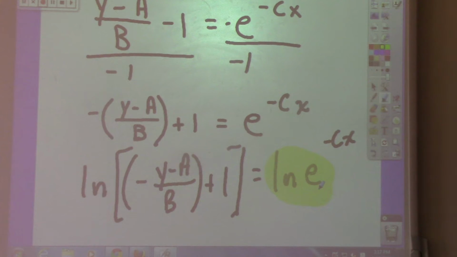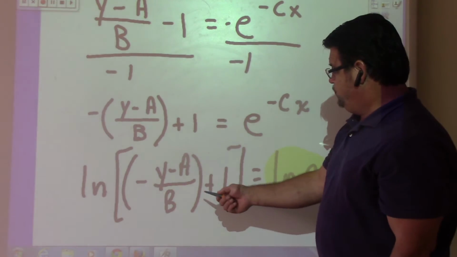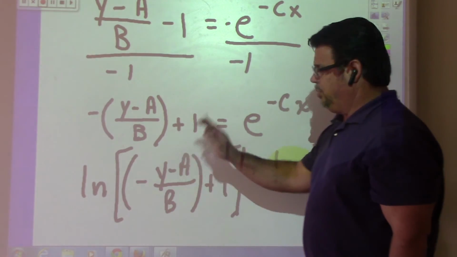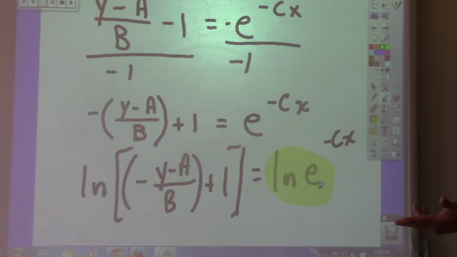Is that negative right there? Right here. Are you going to distribute that at all? You can. I'm not worried about it right now. It'd be a minus y, a minus y over b, or y minus a over negative b, whichever one you want to do.